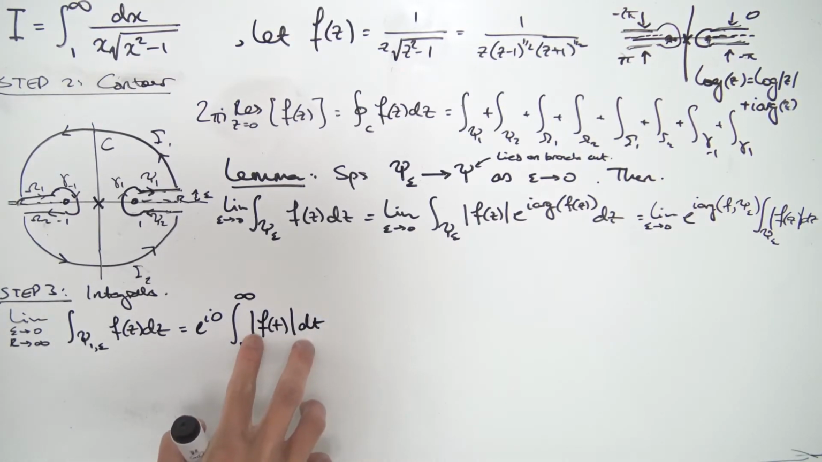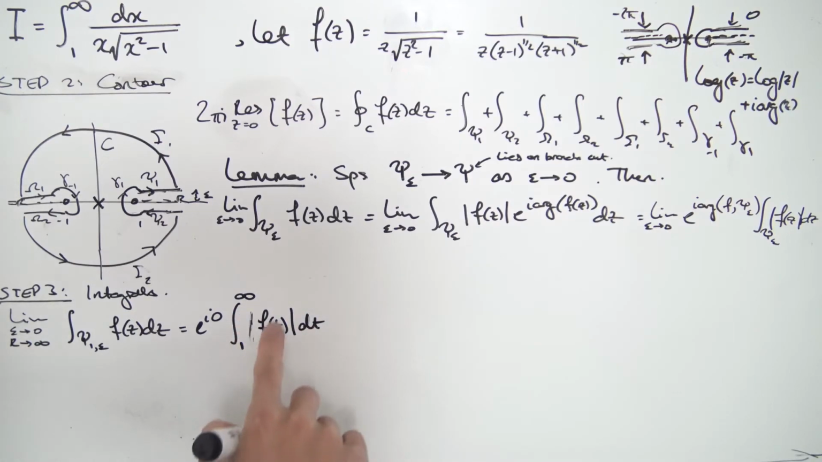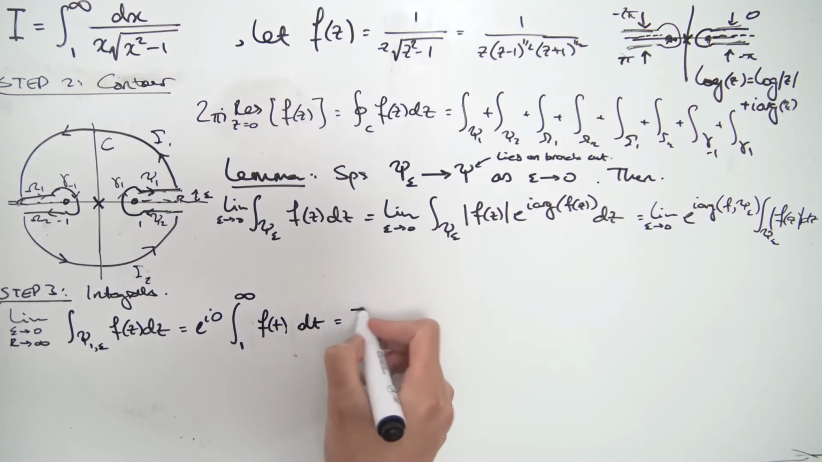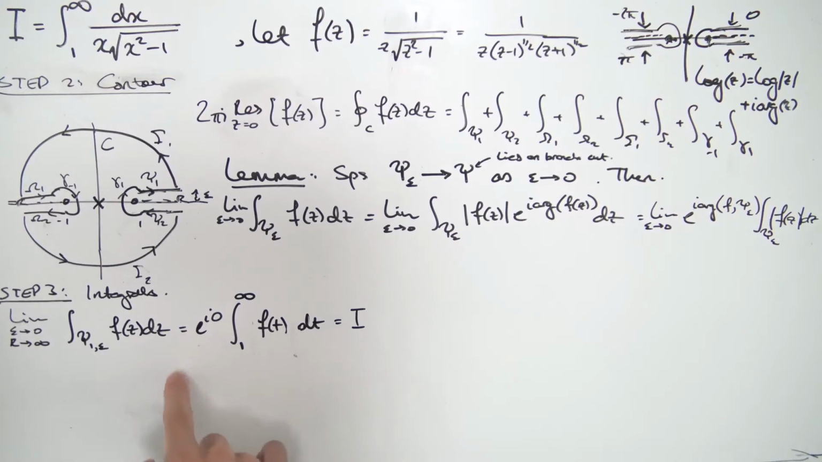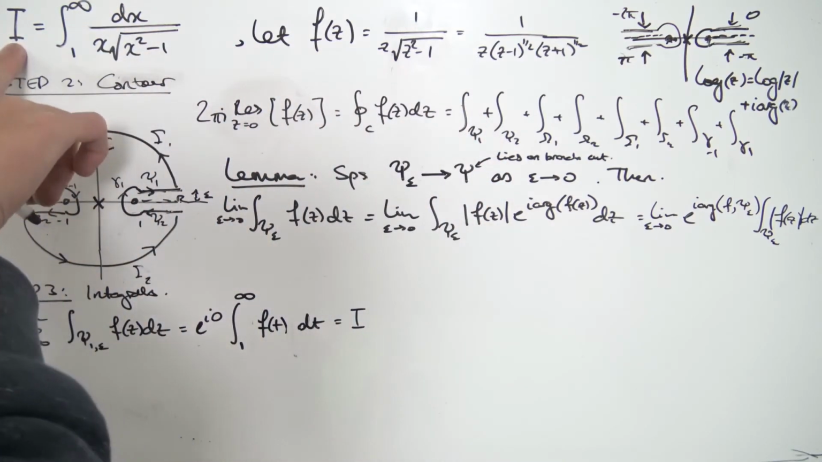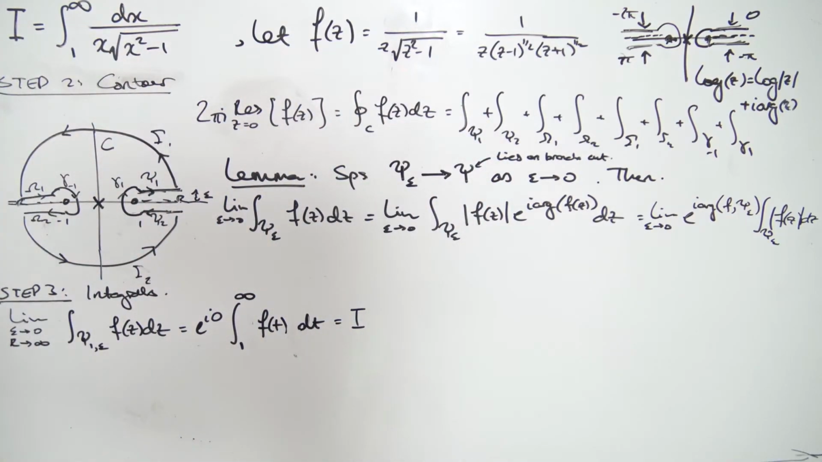Now notice that on this interval our function is positive everywhere, so we can just remove those absolute values, and this just becomes I. So e to the i 0 is 1, and since we defined f of t as follows, this integral is basically the I that we started off with, which is quite nice.